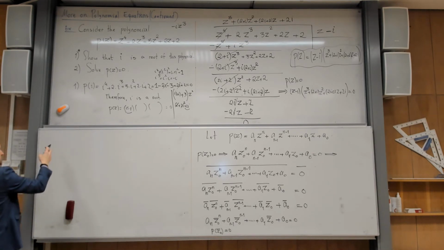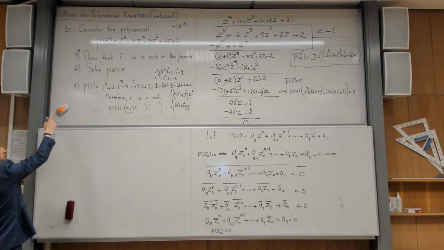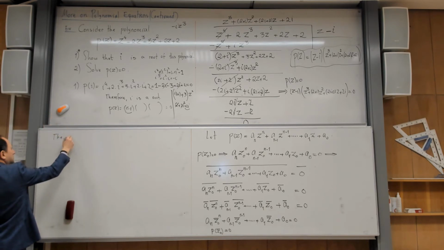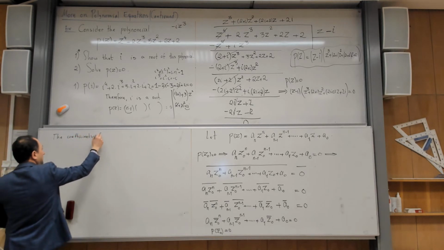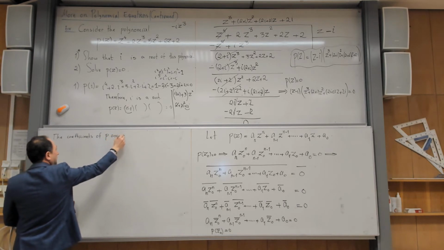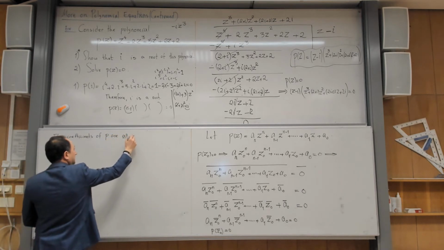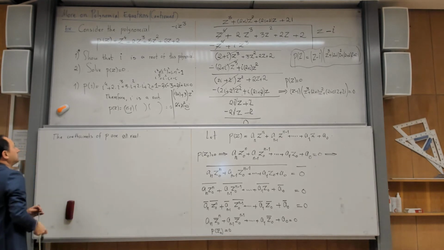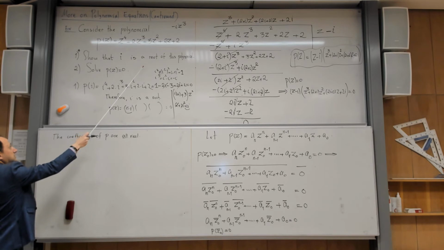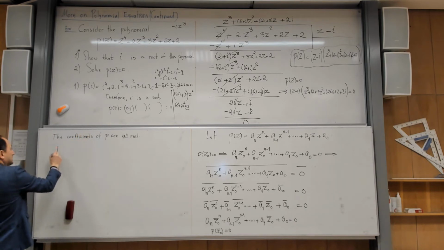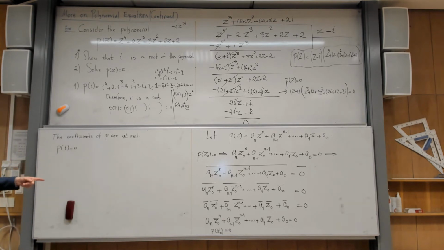Okay, so I go back to the problem again. The coefficients of P are all real. On the other hand, in this step, I realize that i is a root. So I realize that P of i is 0. But can you tell me how can I use this theorem? I can say I immediately know another root.